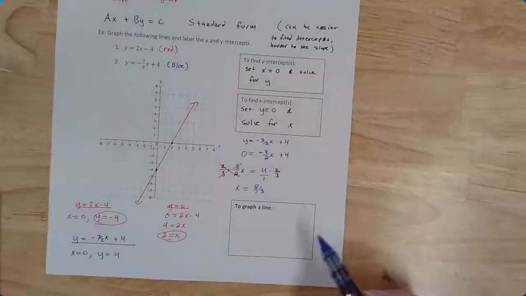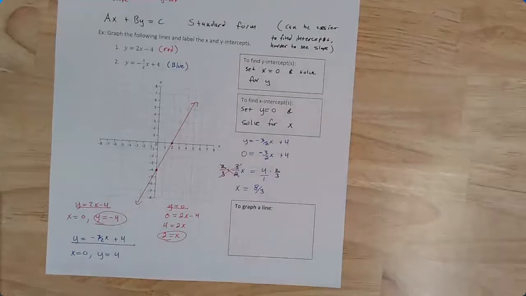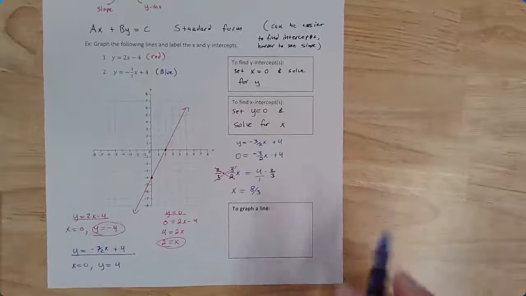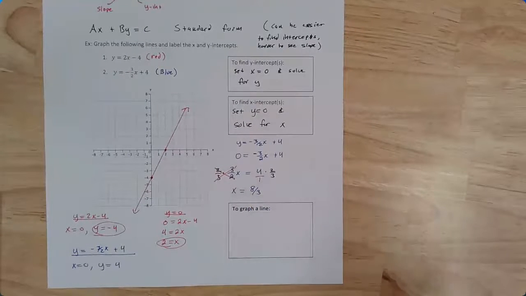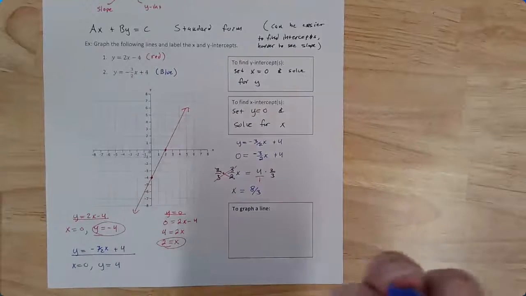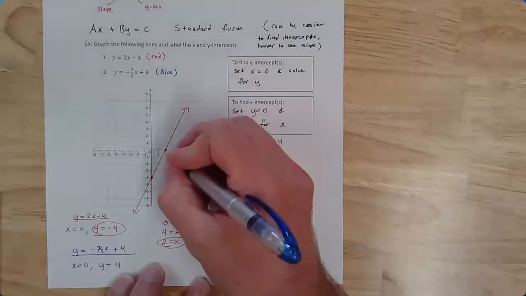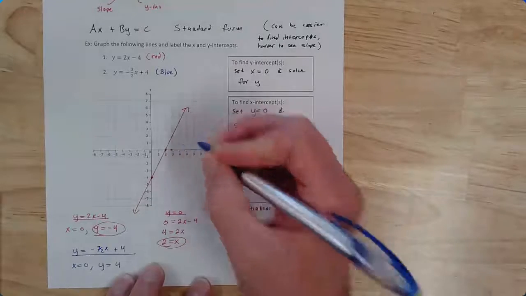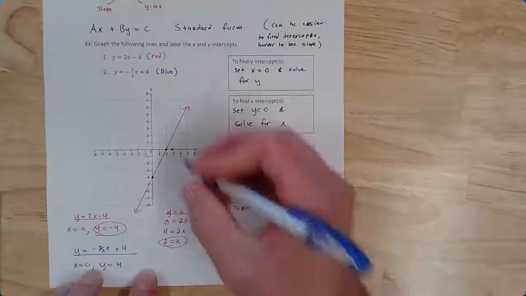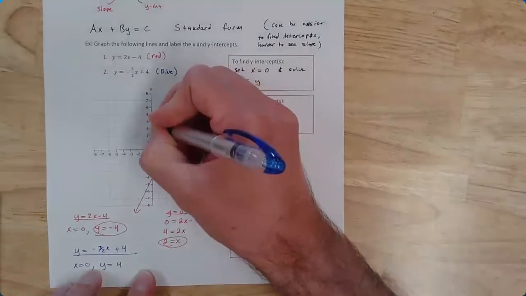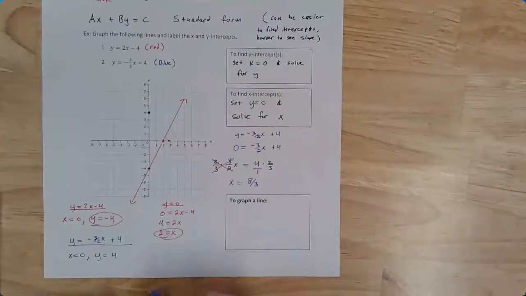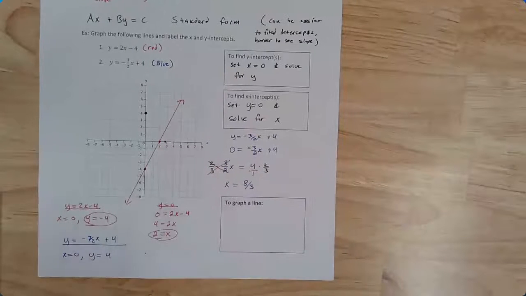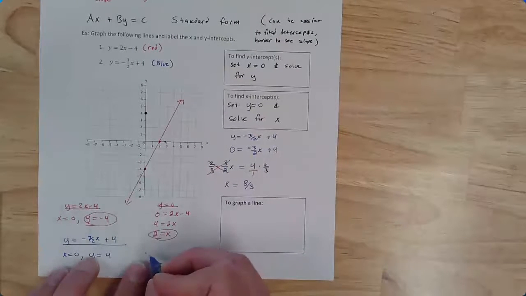For this other line, if I want it to be super precise, I am going to find an extra point, because plotting 8/3 on my x-axis is not something I can do exactly. Like if it was 2, I know exactly what it is. 8/3 is maybe right about there. And then my y-intercept is (0, 4), which is right there. I'm going to give myself one more point. Just to make it look nice, I'm going to let x equal 2.